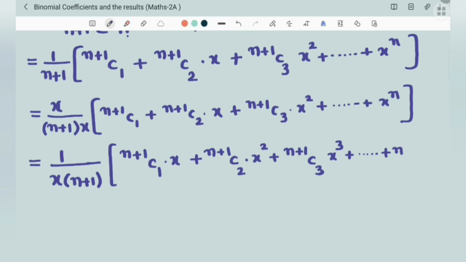This can be written as, here 1 is there, no? 1 can be written in terms of n plus 1. I want to write all. n plus 1 c n plus 1, nCn is equal to 1. So 1 can be written in terms of n plus 1, n plus 1 c n plus 1, and we are writing it each and every time multiplying by x also, no? x power n plus 1.